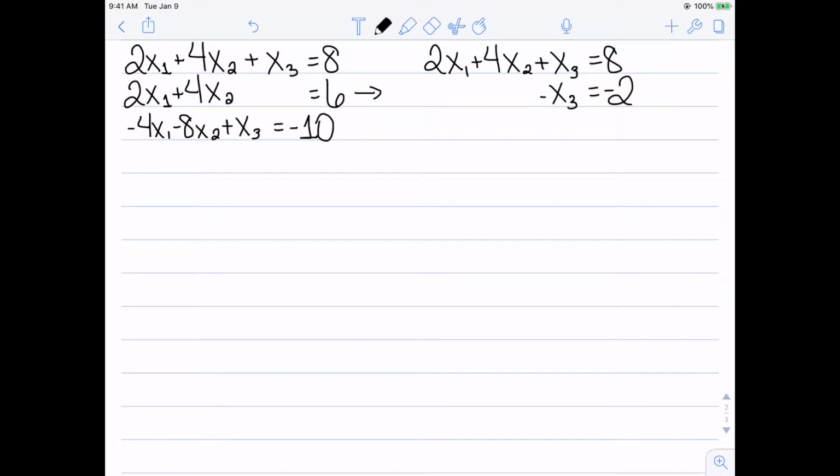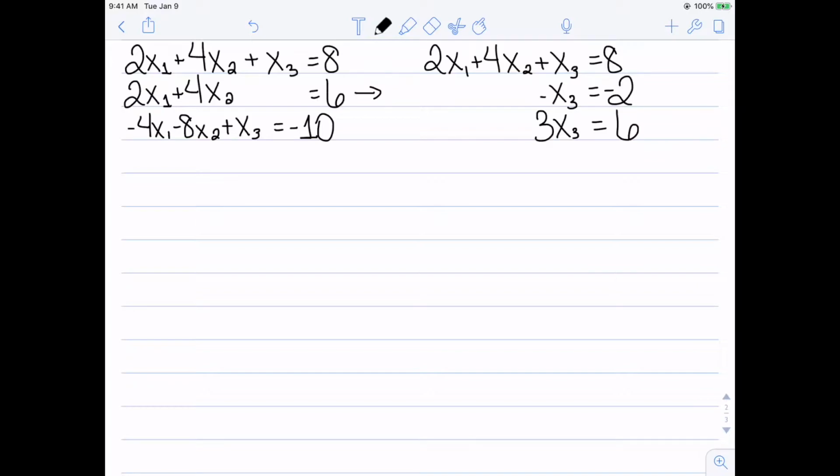I'm then going to multiply the first equation by 2 and add it to the third equation. So that would be 4x1 minus 4x1 is 0. 8x2 minus 8x2 is 0. 2 times x3 is 2x3 plus x3 is 3x3. And 2 times 8 is 16 minus 10 is 6. We see that we can no longer eliminate variables here. We cannot eliminate x2. It's absent from both the second and third equations.